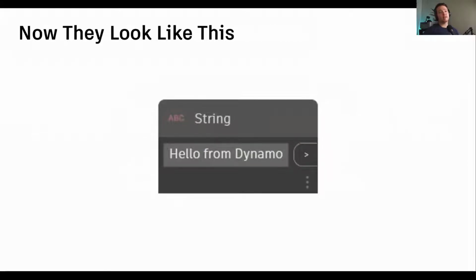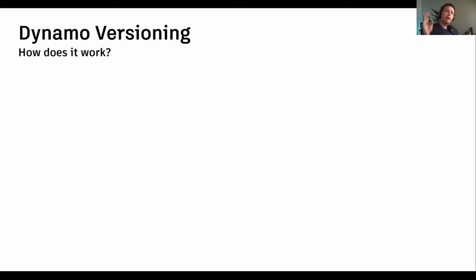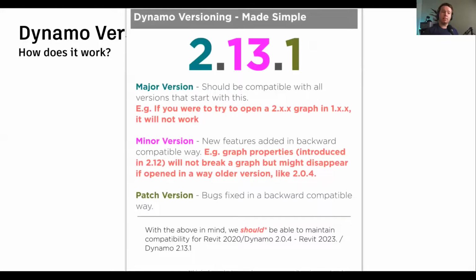Nodes look like this now in Dynamo. Pretty exciting or not, I don't know. We'll go over that in a second. And I want to share a few things about Dynamo. So Dynamo versioning is confusing as heck. I'm going to show Revit 2023 today, but with how Dynamo versioning works, we should be able to manage Dynamo graphs from Revit 2023 all the way back to Revit 2020 at this time.